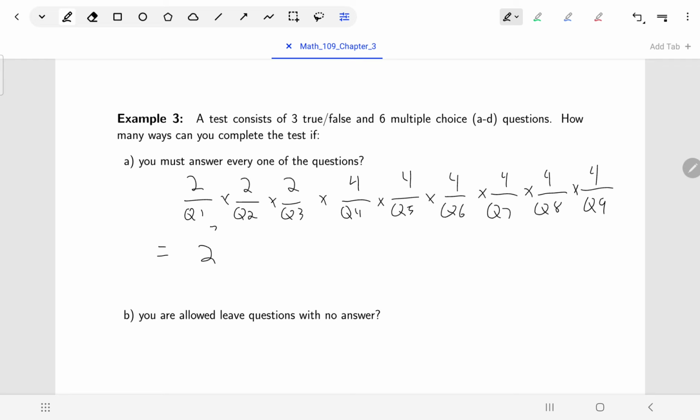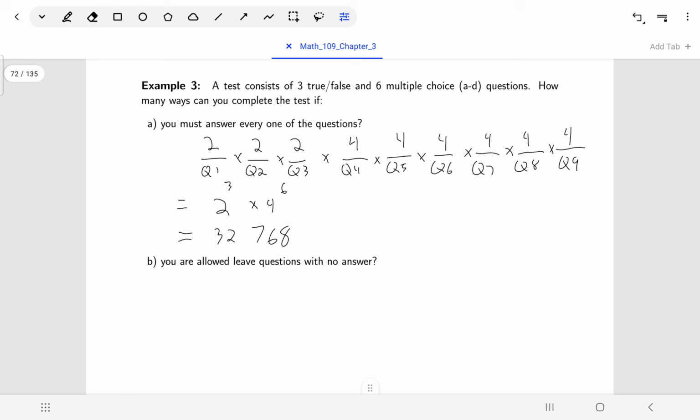Just to make it more compact, I could write it as 2 to the power of 3 times 4 to the power of 6. And when I run that through my calculator, I get 32,768 ways for you to complete that test.